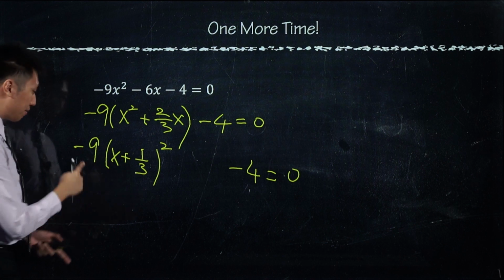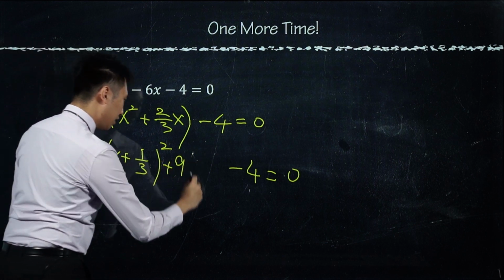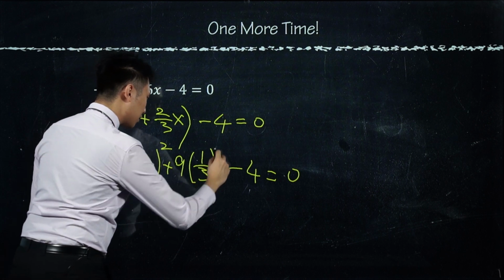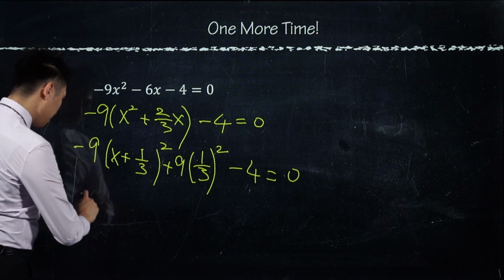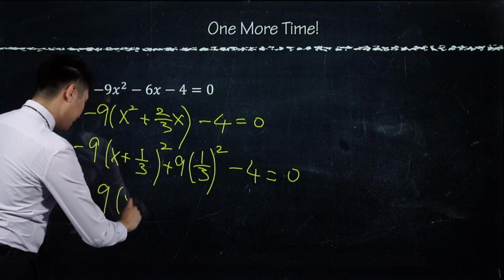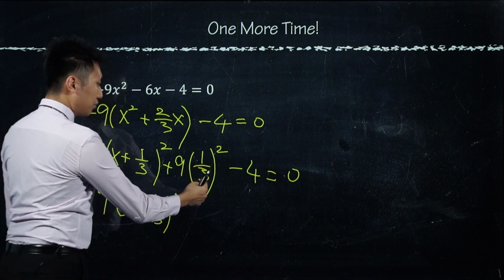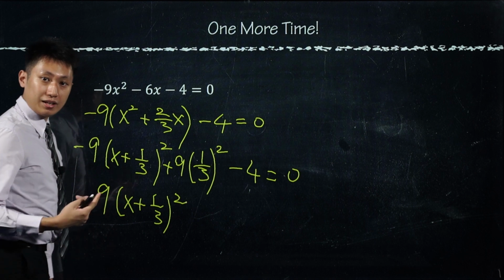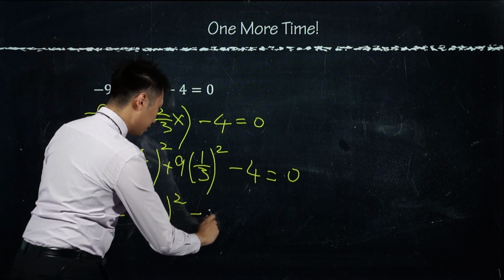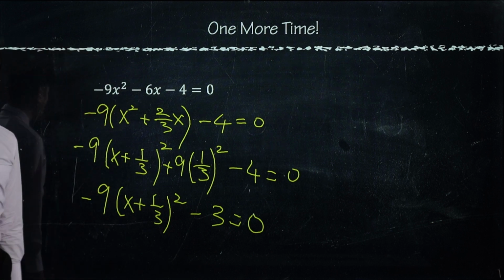to add it out, add again. This is minus 9, so here should be plus 9. Then 1 over 3 squared. And what do I get? So minus 9 x plus 1 over 3, the whole thing squared. This one will give you 1, right? 1 over 9 times 9, you get 1. 1 minus 4 is minus 3. So this thing equals to 0. Okay, that's how I do it.